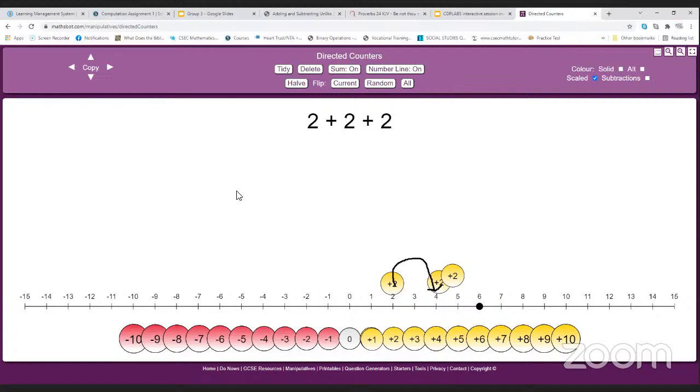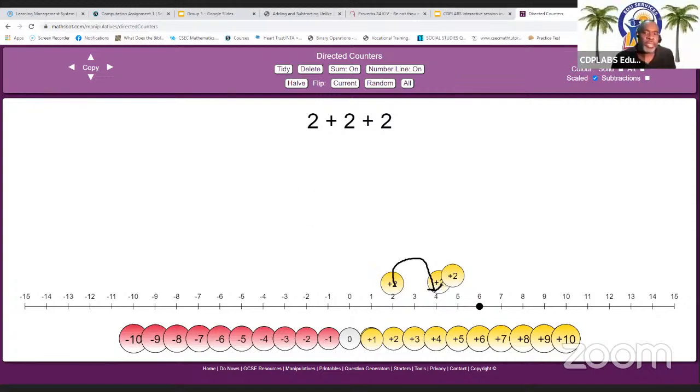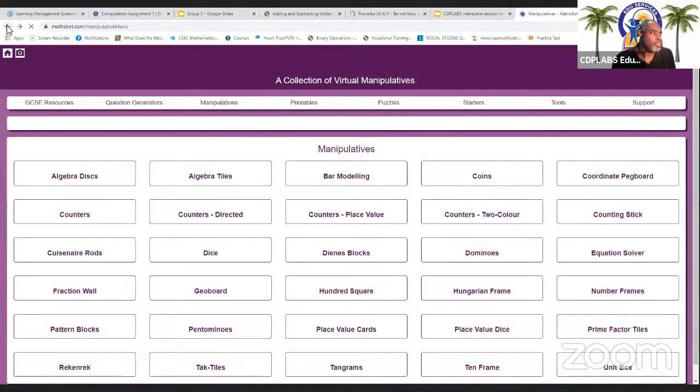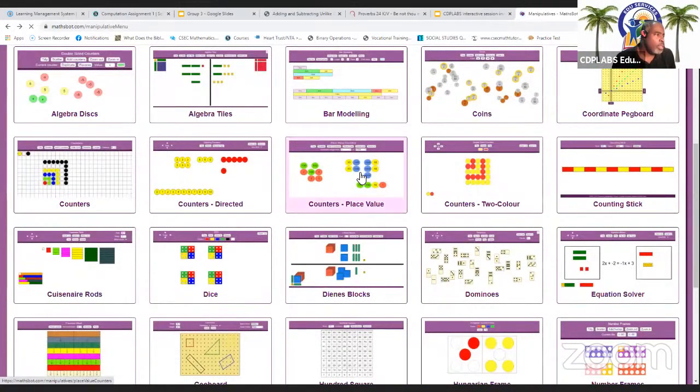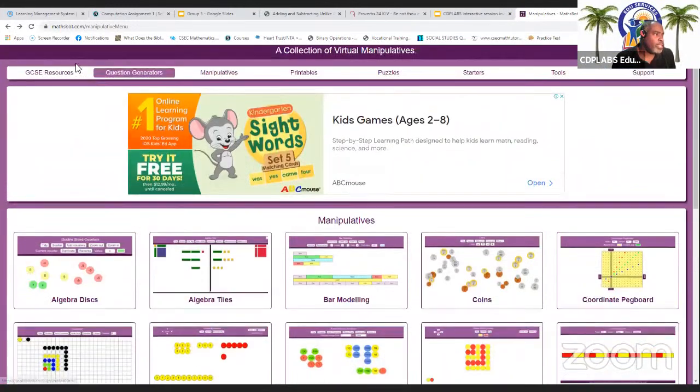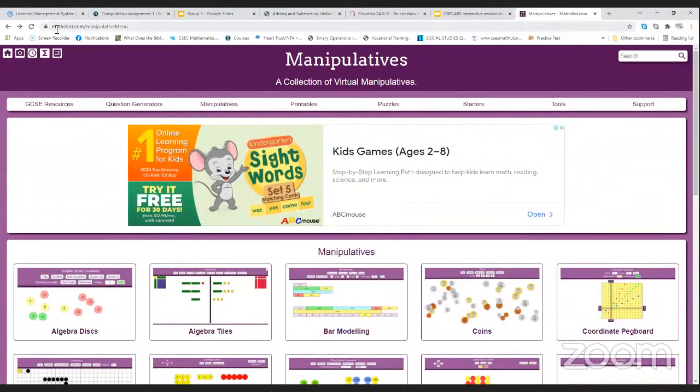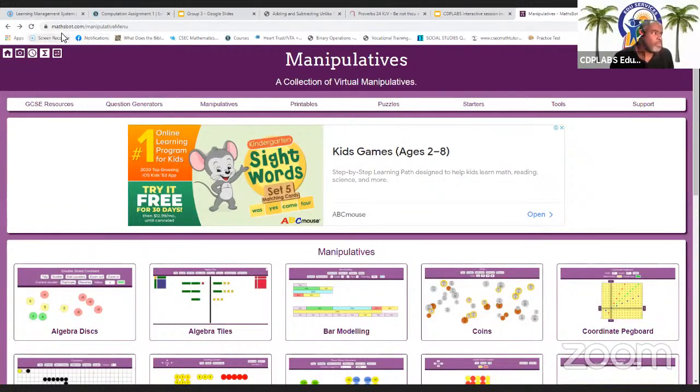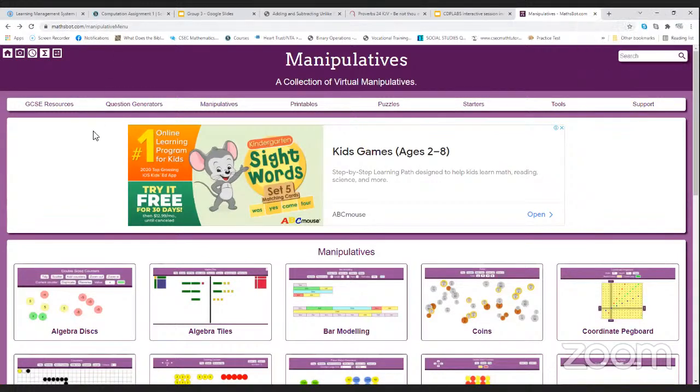Yes, sir. So 2 groups of 2. All right, let me not use the number line. The number line does not look right. Use a different tool. You can find it at mathsbot.com. Just make a note of it. Mathsbot.com manipulatives.